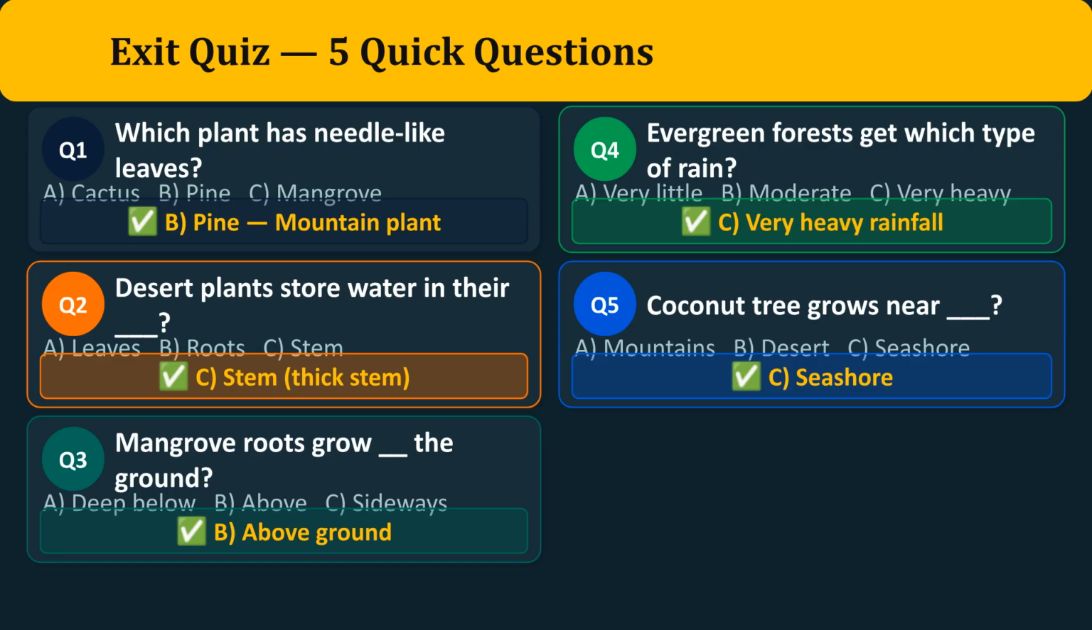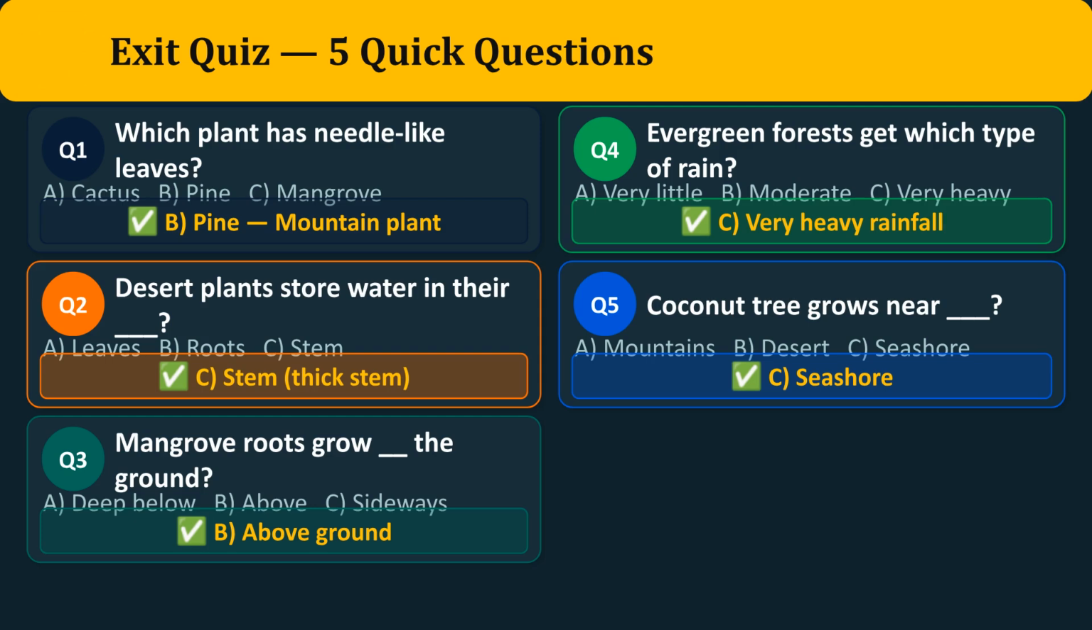Let's finish with a quick quiz. Question 1. Which plant has needle-like leaves? Correct. Pine. Question 2. Where do desert plants store water? Excellent. In their thick stems. Question 3. Where do mangrove roots grow? That's right. Above the ground. Question 4. Evergreen forests receive what type of rainfall? Correct. Very heavy rainfall. Last question. Where does the coconut tree usually grow? Excellent. Near the seashore. Fantastic work today.